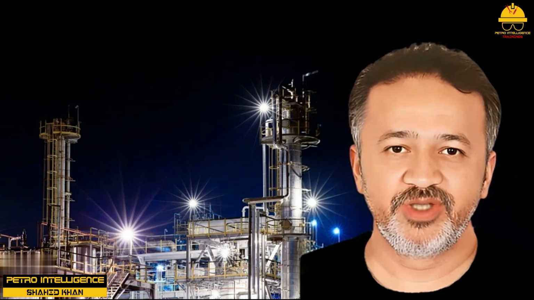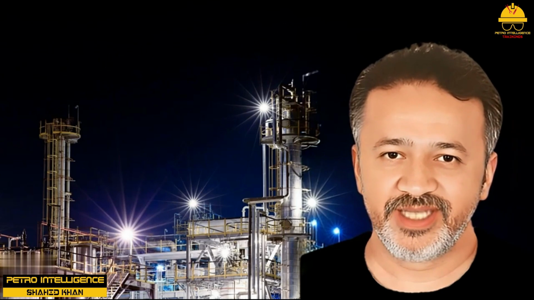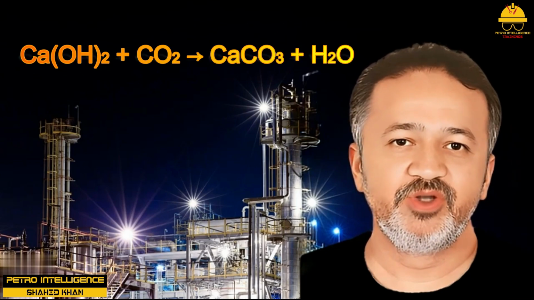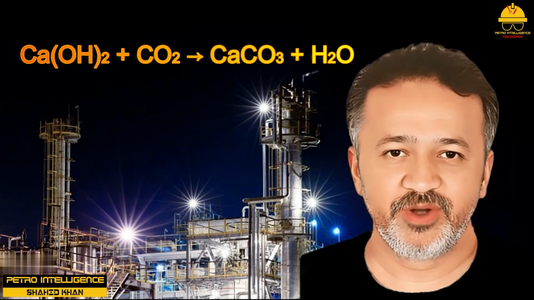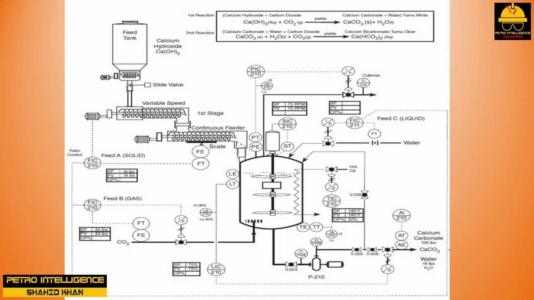A simple reaction used to illustrate the production of calcium carbonate is Ca(OH)2 plus CO2 reacts to give CaCO3 plus H2O. Calcium hydroxide plus carbon dioxide produces calcium carbonate and water. As the CO2 is bubbled up through the solution, a reaction occurs that forms an insoluble white precipitate, and the solution turns milky white.